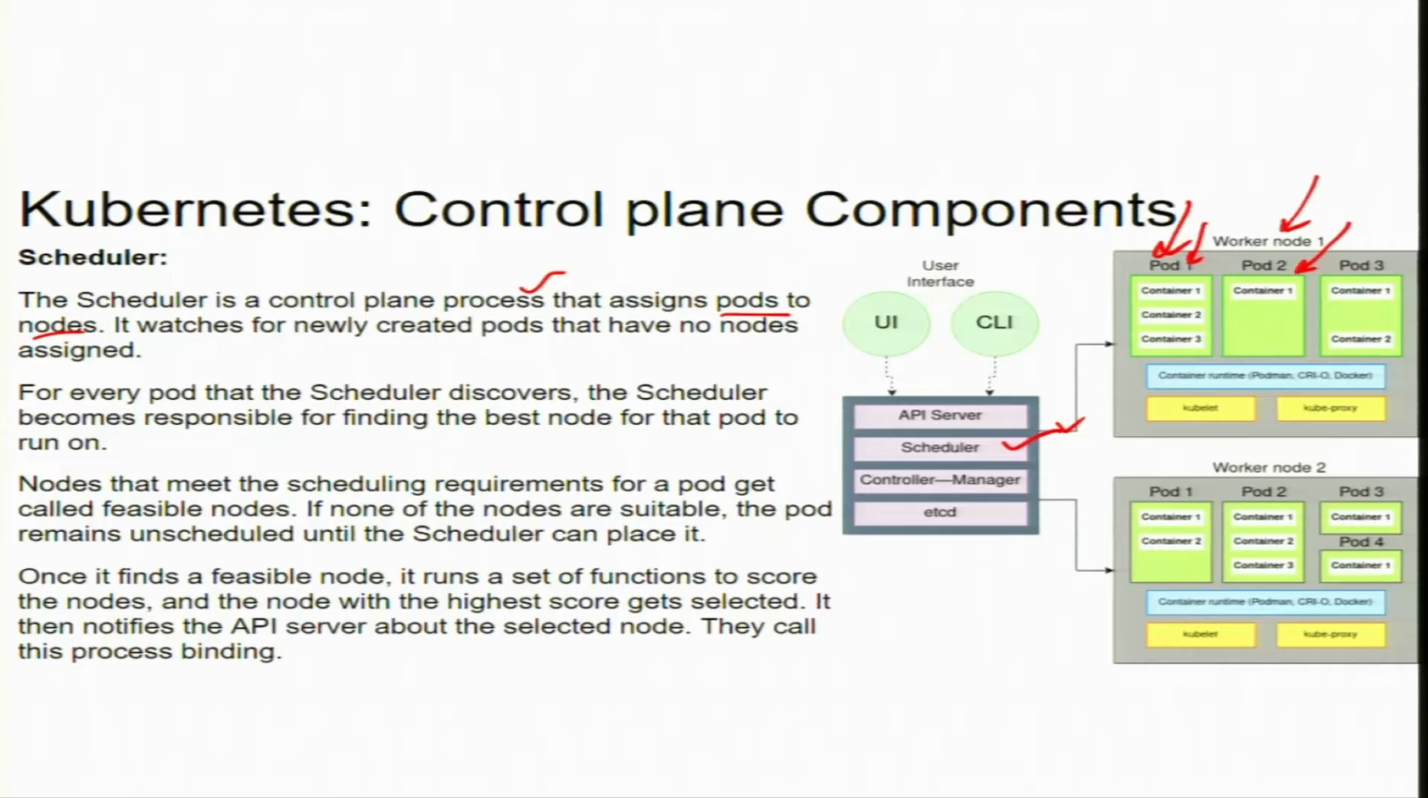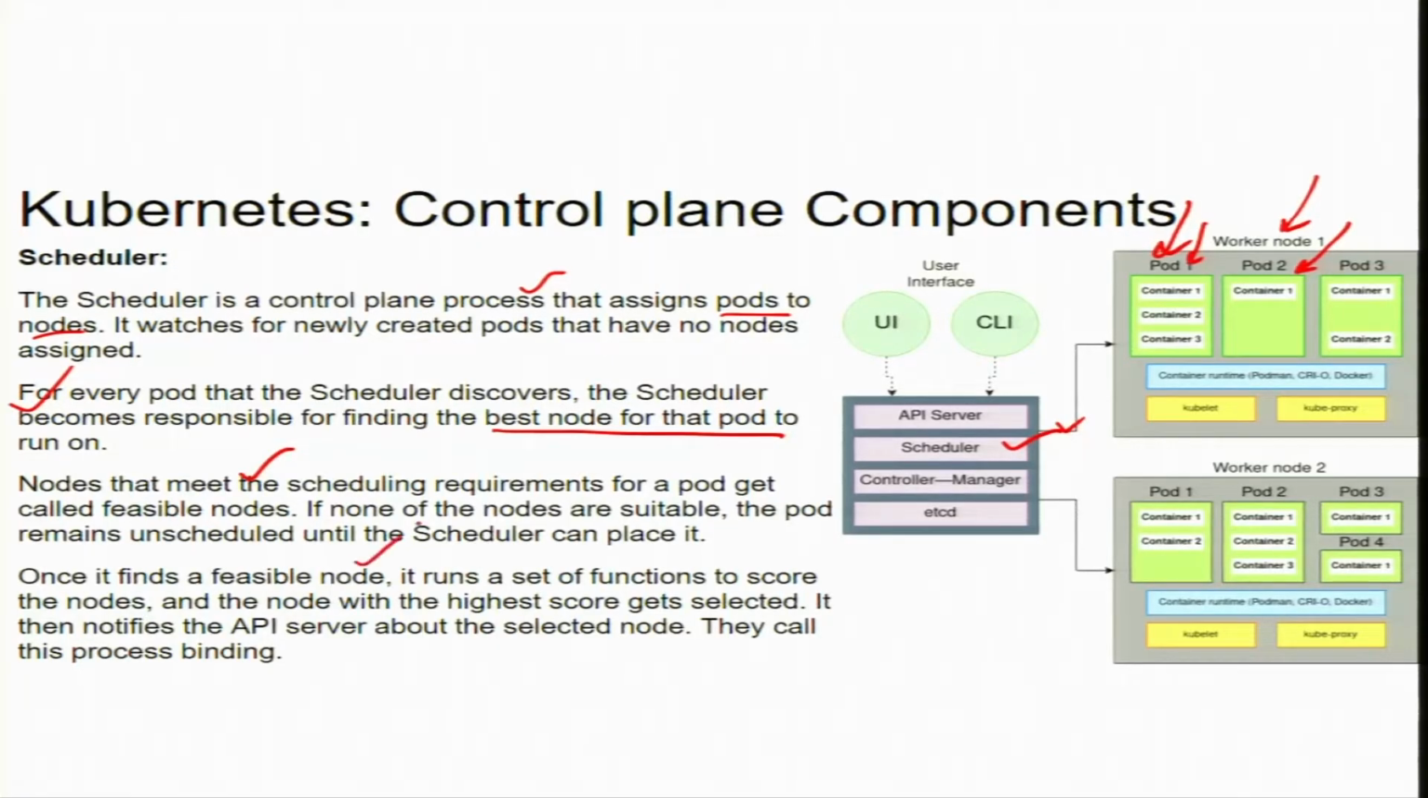It creates the pods, which are the unit of execution. For every pod the scheduler discovers, the scheduler becomes responsible for finding the best node for that pod to run on, depending upon the resource requirements of the pod and where that resource is available in which of the nodes. That mapping is done by the scheduler, because the scheduler knows the current state of all the nodes, and when a pod is requesting to be assigned a particular node, the scheduler does that.